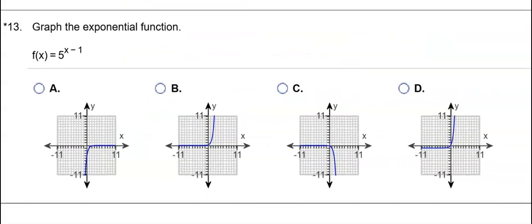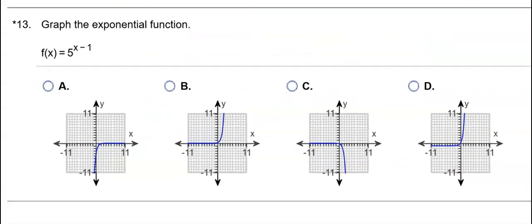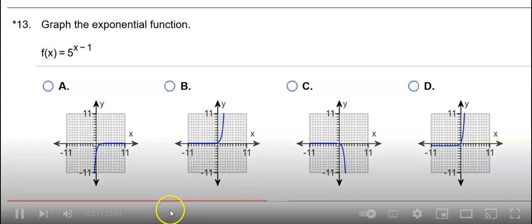There we go. All right, question 13. Exponential growth, because 5 is larger than 1, and it's been shifted to the right 1 unit. Remember, it's opposite of your common sense for the x, but it's exactly what you think for the y. Now, this thing has not gone up and down at all, but it has been moved to the right 1 unit. I'm not doing any upside down ones, so A and C are definitely out.